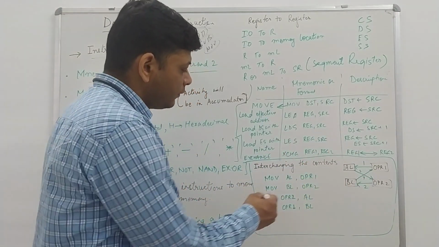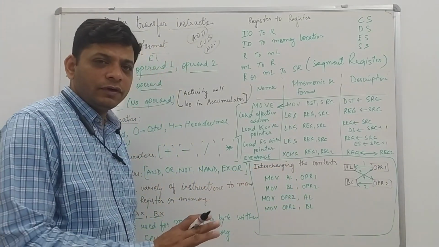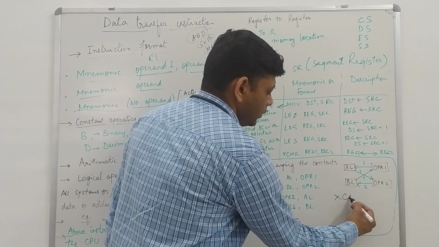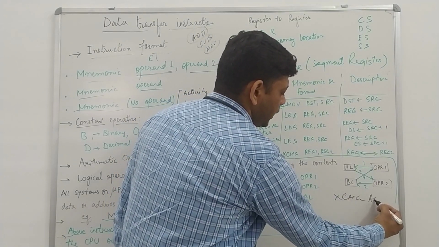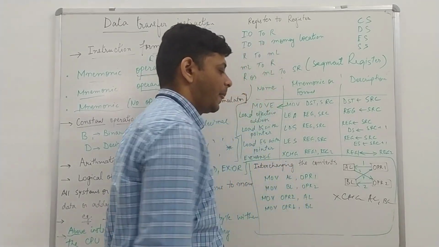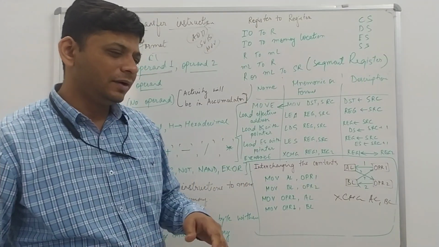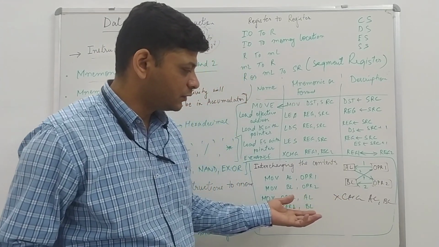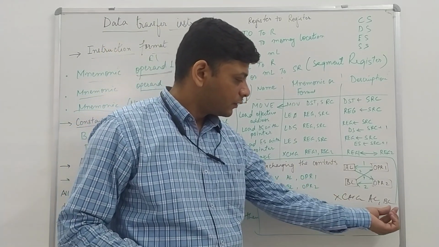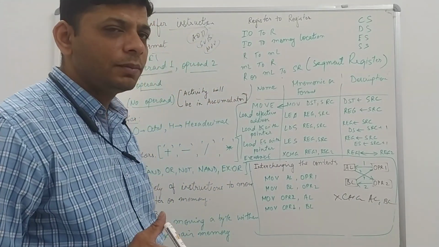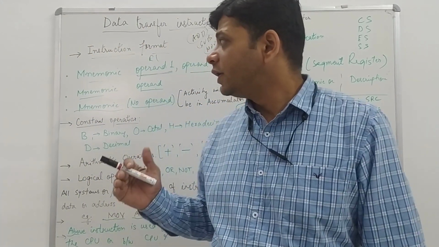Okay, so you don't have to write the entire code for interchanging the contents. You can write directly XCHG AL, BL. Right? Through this we can transfer data directly from BL to AL and from AL to BL. So this was all about the data transfer instructions.